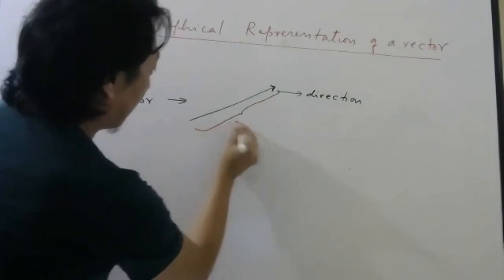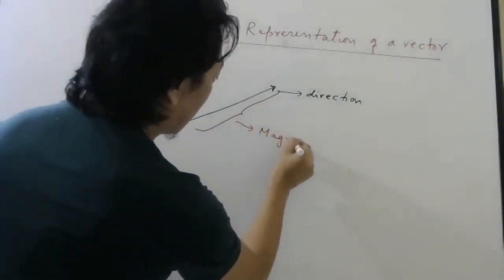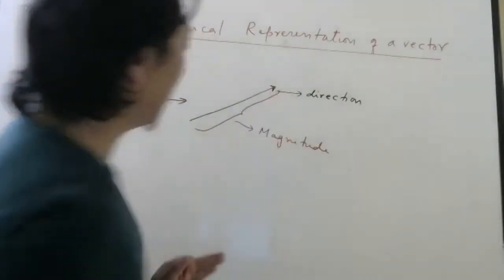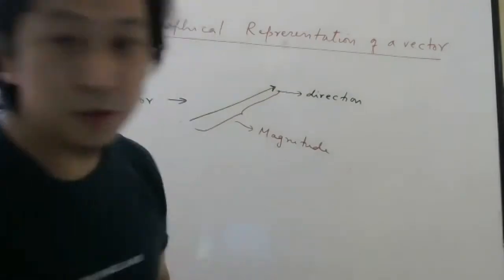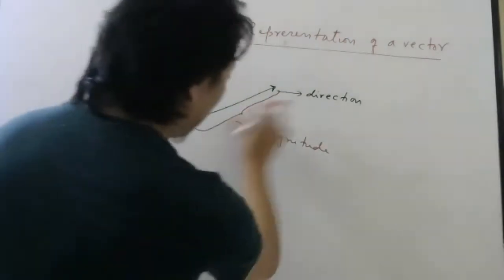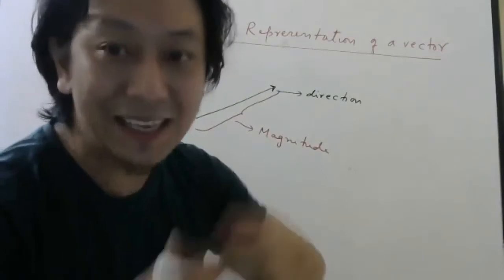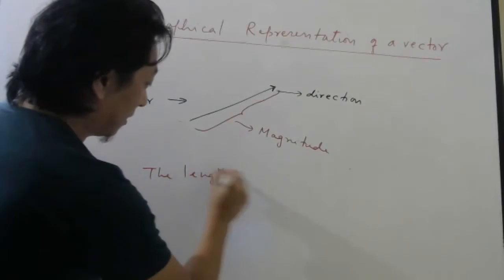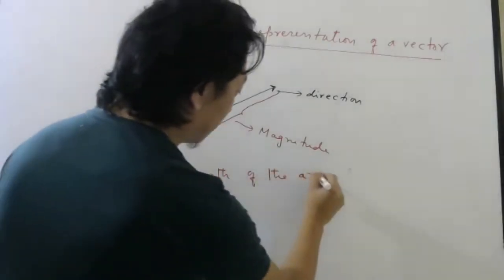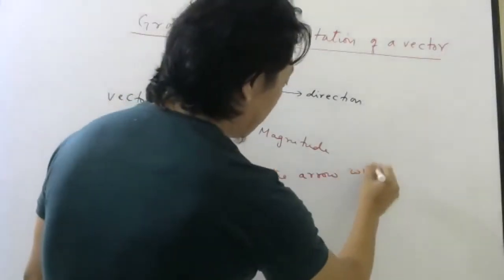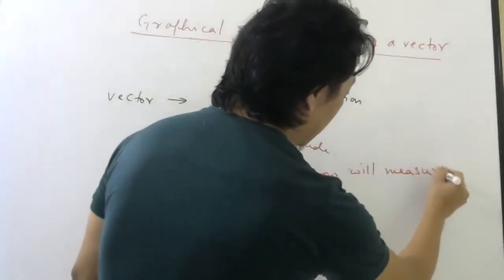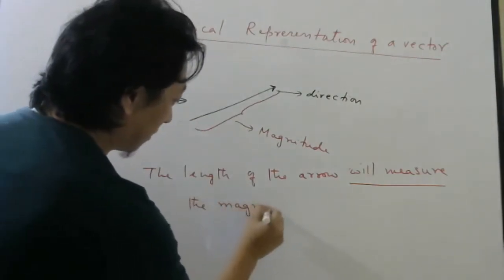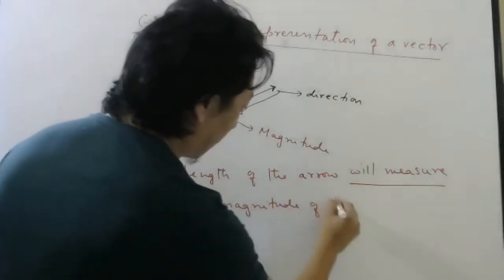So the length of this line will give you the magnitude. The length of the line will give you the magnitude. The arrow mark will give you the direction. When I say it gives you magnitude, it is not directly equal to; it is like this. The length of the arrow will measure the magnitude of the vector.